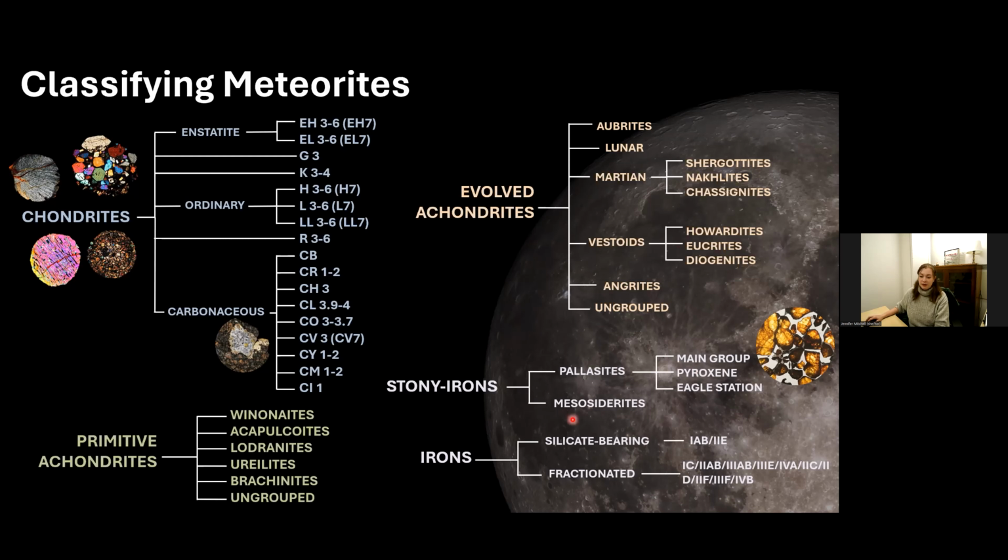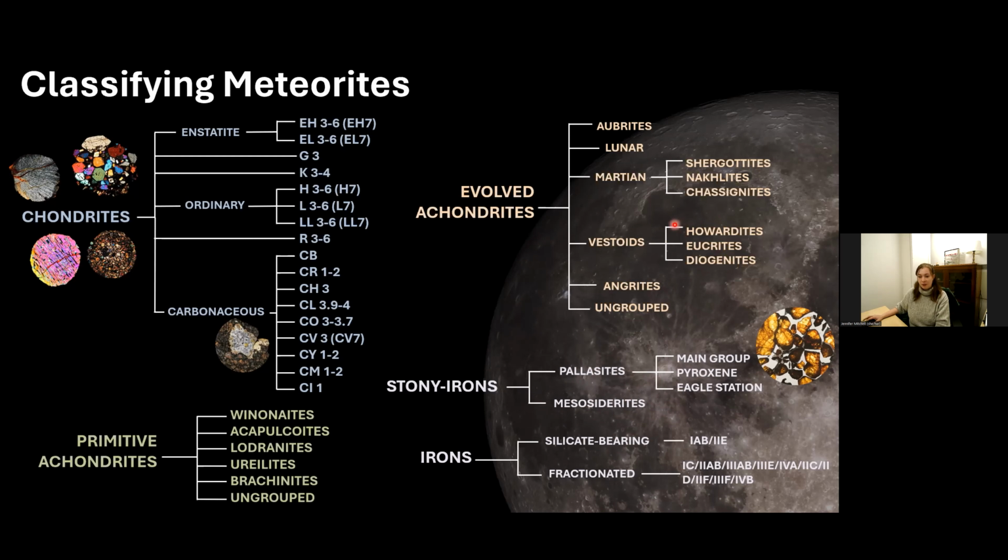Mesosiderites are similar, but they seem to include also basaltic materials. They also have pyroxenes and feldspars in there. So there's lots going on. Meteorite researchers tend to choose their favorite. So I'm stuck on these howardites, eucrites, diogenites. I think they're really interesting. And you can quite easily build a career just studying a single group of meteorites.